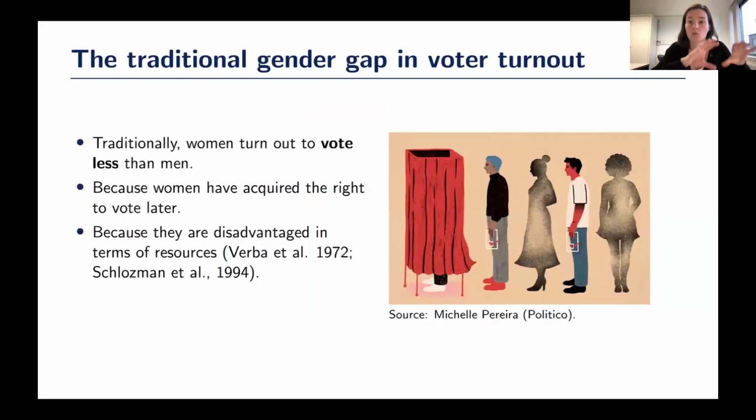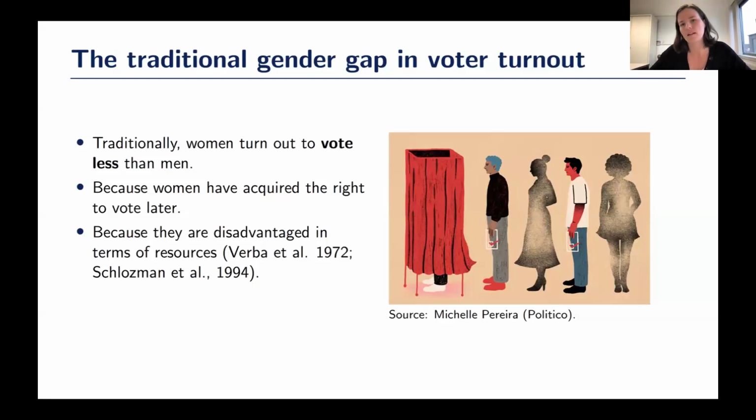Starting off first with this traditional gender gap. That was observed definitely early on when scholars were analyzing the first election studies and voter surveys, finding that women were less likely to turn out to vote. Those scholars then thought about the reasons why they were observing that trend.